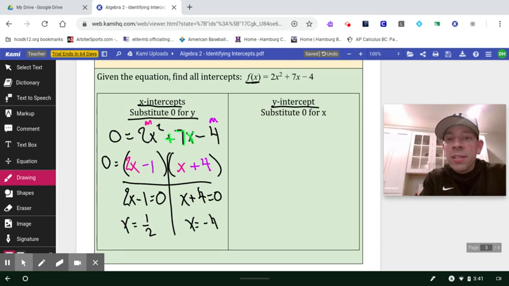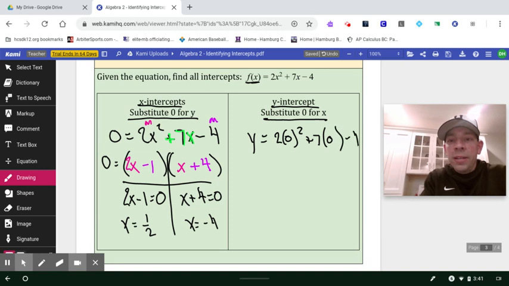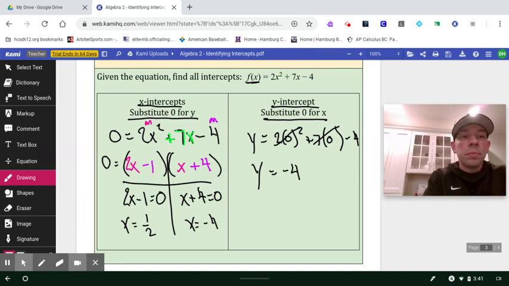Now, as far as that y-intercept, we're going to substitute the 0 for x. You could say f of x equals or y equals. And I'll tell you what, there's not many better things than substituting 0 for x. We know this term is going to cancel, this term is going to cancel, and you're just going to get negative 4 for your 1 y-intercept.